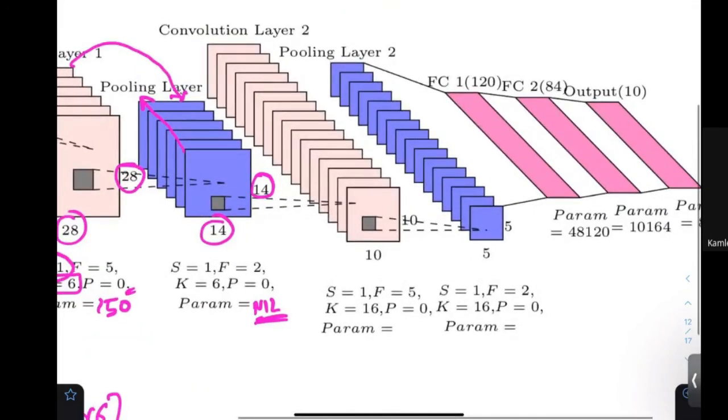Okay. Now the next layer. Next layer says that I'm going to apply, and this is a very interesting thing, focus on this. It is going to say that k is equal to 16. So you are going to get how many things? 16 things.